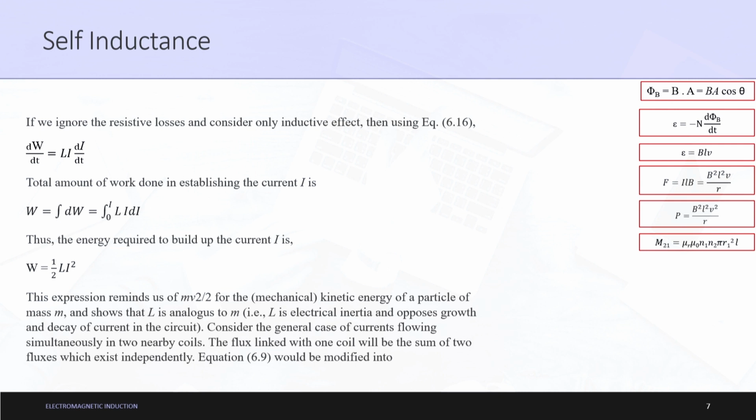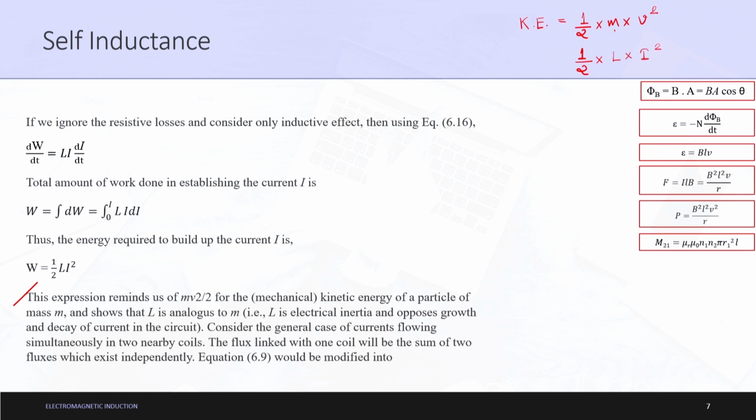So, let us move on to a little more discussion on similar topics. Please look at what is written here. This above expression reminds us of half m v square. So, what is kinetic energy? If you remember from basic physics formulas, kinetic energy is nothing but half multiplied by mass multiplied by the square of the velocity. So, this expression reminds us of m v square by 2 for the mechanical kinetic energy of a particle of mass m, and shows that L is analogous to m. So, here what do we get as the value of work? It is half into capital L into I square.